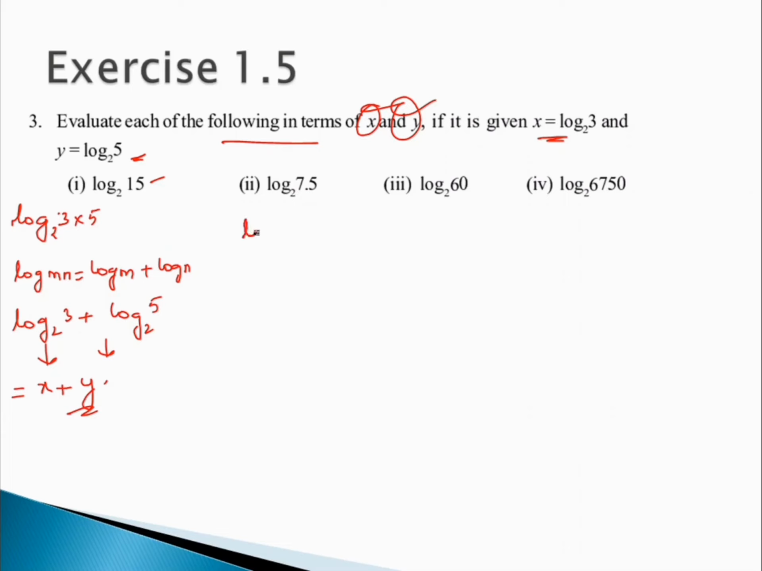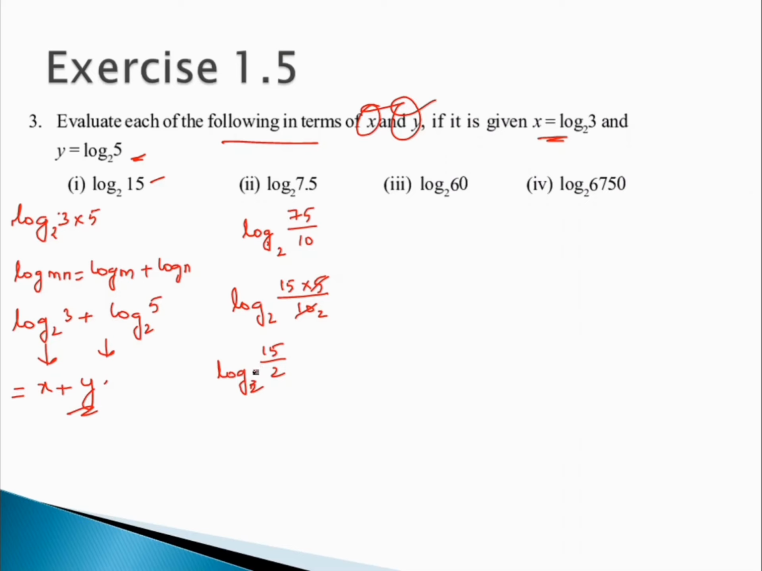So how can I write 7.5? That is log 2 of 75 by 10. How can I reduce this? In 5 is a 75 by 10. This divides out 2 times, which means at last I can write log 2 of 15 by 2 only, right?